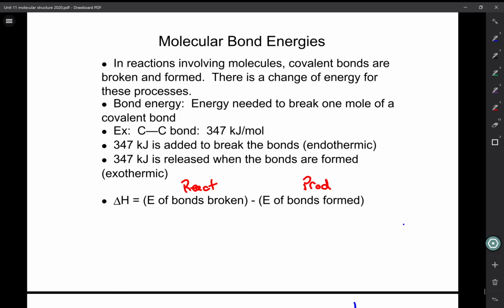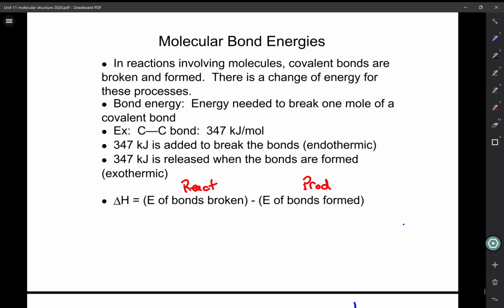So the heat needed to either break bonds or the heat released by bonds forming is called bond energy. For every type of covalent bond between two atoms, there's a certain amount of energy needed to either break it or form it. The technical definition of bond energy is the energy needed to break 1 mole of a covalent bond. Like here we have a carbon-carbon bond. Anytime you see a carbon-carbon bond, you have to add 347 kilojoules per 1 mole of those bonds in order to break them.